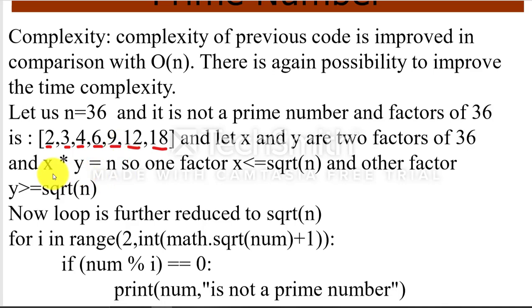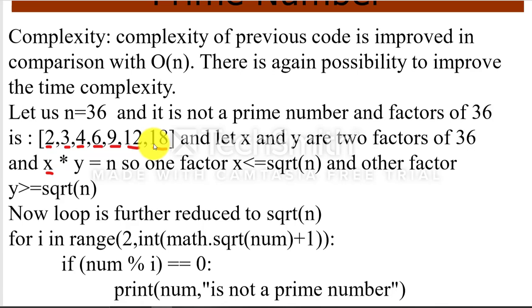So suppose there are two possible factors x and y whose multiplication equals n. Then one factor x is definitely less than or equal to the square root of n, and the other factor will be greater than or equal to the square root of n. So 6 multiplied by 6 is 36. So there are two possible factors, 6 and 6. So for the first case, 2 multiplied by 18, one factor is less than the square root of 36, and one factor is greater than the square root of 36.